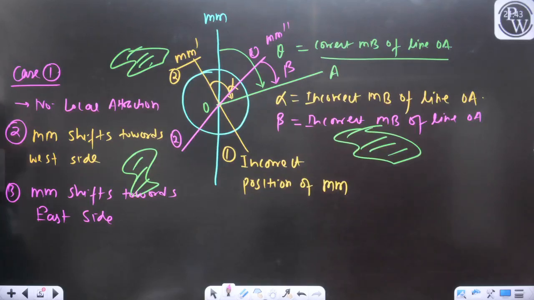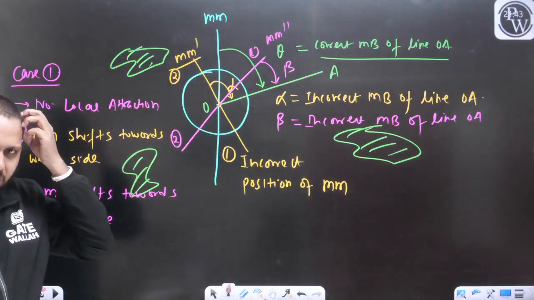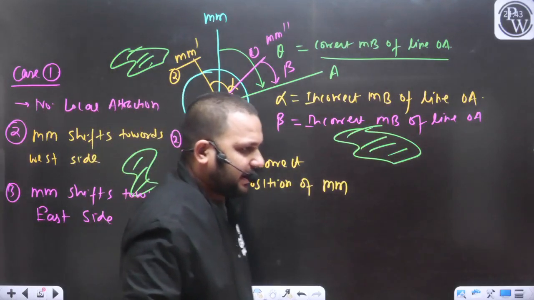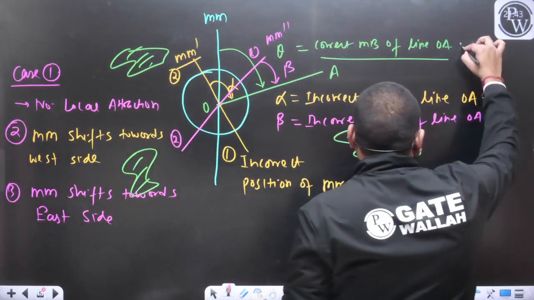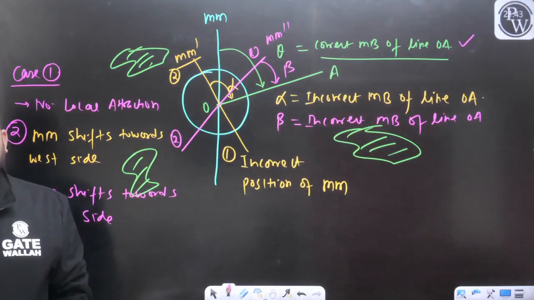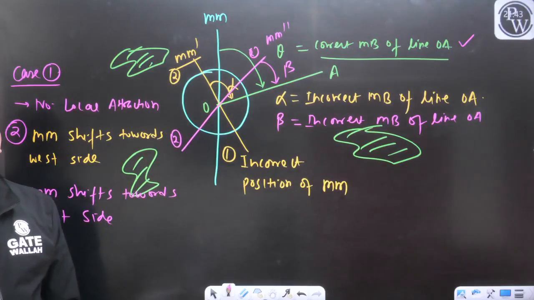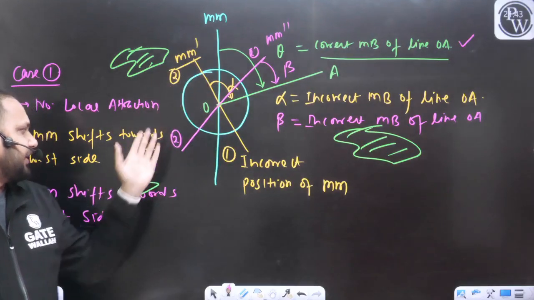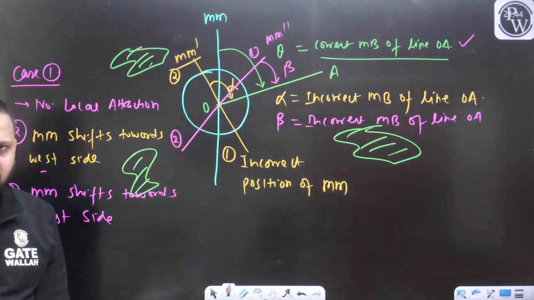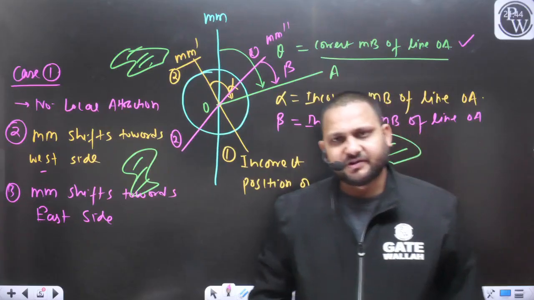I think these 3 cases are clear. So this is your case 1, when there was no effect of the local attraction. We were defining the correct magnetic meridian, and with the help of the correct magnetic meridian, we can measure the correct magnetic bearing of the line OA. In the second case, due to the effect of the local attraction, this yellow line, our magnetic meridian shifted towards the west. And this is the third case, when due to the local attraction, our magnetic meridian shifted toward the east. I think we have considered all the possibilities.